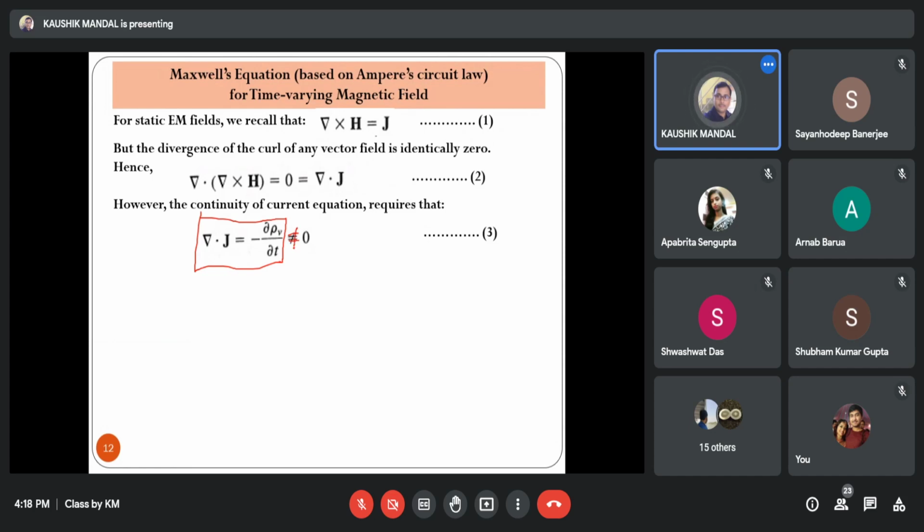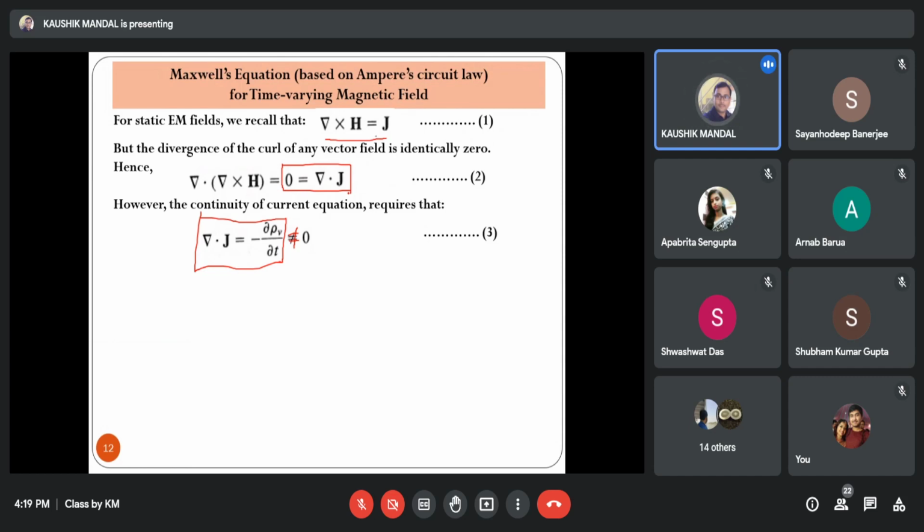So, when we are dealing with the Maxwell's equations of the static electromagnetic field, we have seen that curl H is equal to J. Now, we are taking divergence on both sides. And once we take the divergence on both sides, we have seen that divergence of J equals 0. But just in the previous slide, when we discussed the continuity equation, we have seen that divergence of J equals minus del rho v del t.